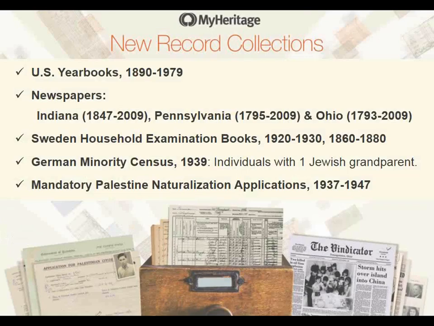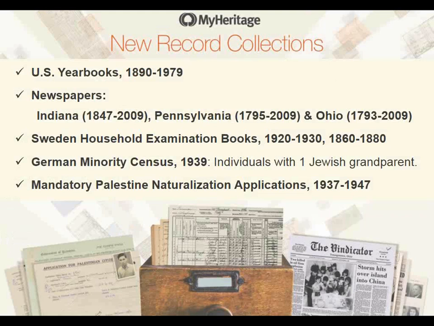Now, as I said before, MyHeritage is really constantly releasing new records. In this case, we released the U.S. yearbooks from 1890 to 1979 just last month at the time of RootsTech. And this is, again, a great collection because you can actually see the images of your relatives, or some people have found themselves already there in the different universities or high schools.